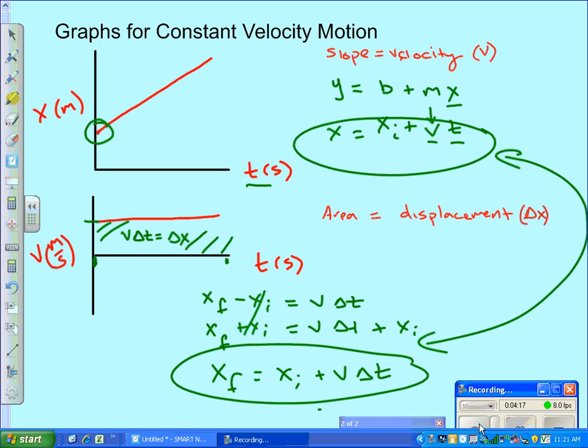But it's kind of cool to see that the area of v versus t actually tells us the function or the equation for the line on x versus t. So we're going to see that and go use those ideas and go a step forward with uniformly accelerated motion.